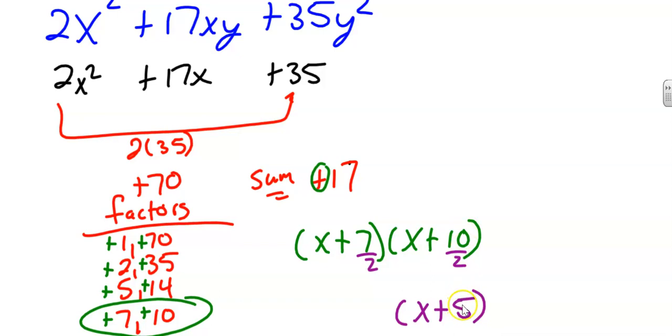So 10 divided by 2 is 5 on this one. 7 over 2 won't simplify. So for that one, you can pull the bottom number up in front of the x to make it 2x plus 7.